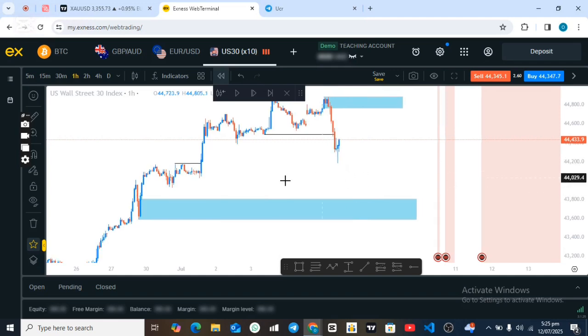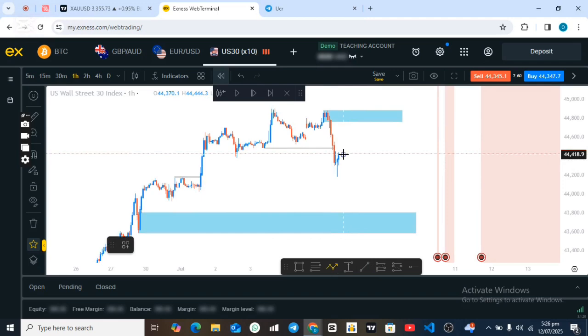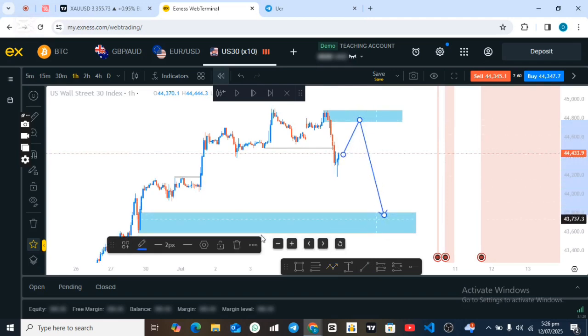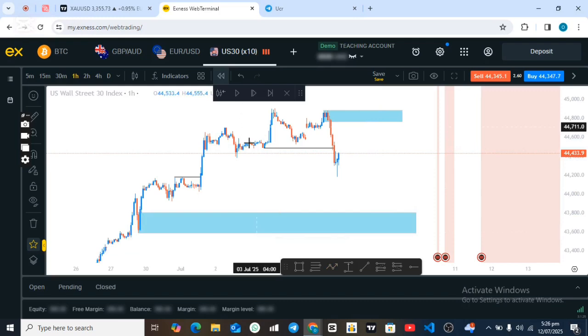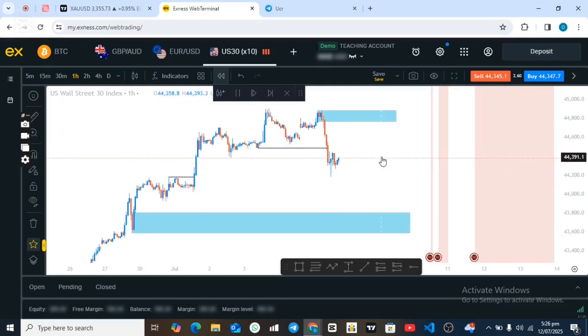But we know that this POI is very far from where price is. So our expectation now is for this market to return back, pick up our sell limit orders, before returning back to this POI. Okay, so let's keep playing price forward to understand exactly what price did.